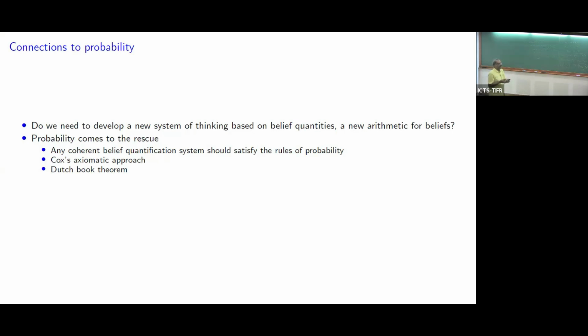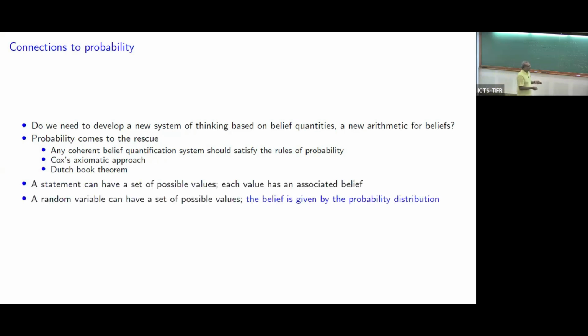So your belief values, you had to put a belief on I. You can instead think about putting a probability distribution on I. And that probability distribution represents beliefs. It represents your belief on I. So we can basically think about the belief as given by a probability distribution.